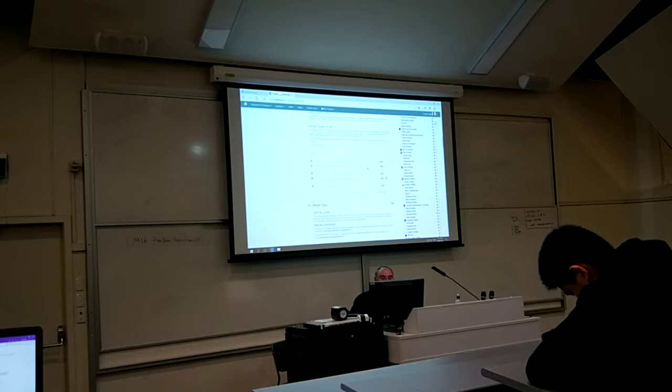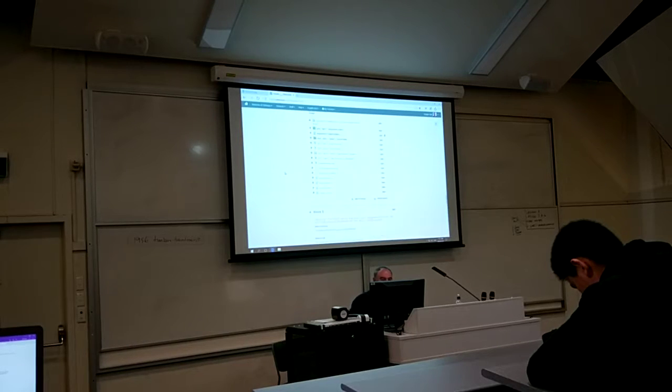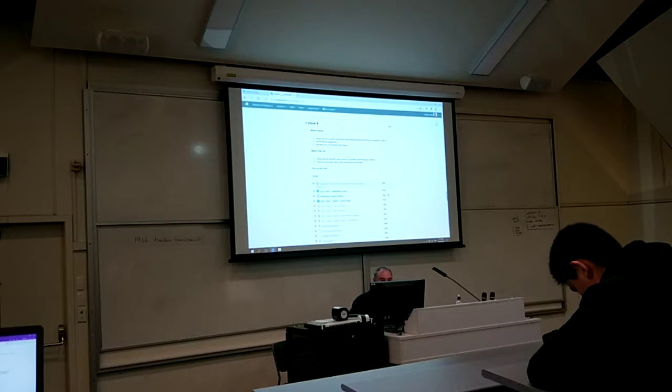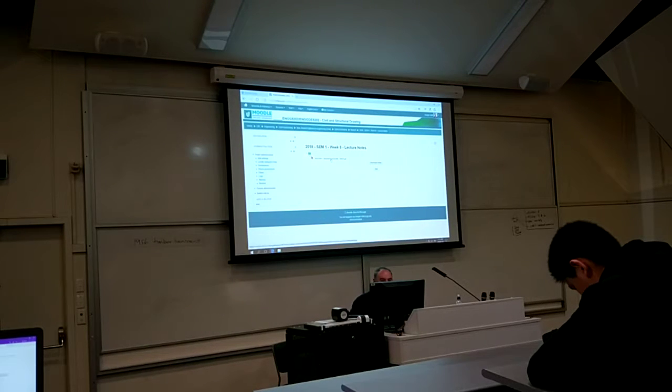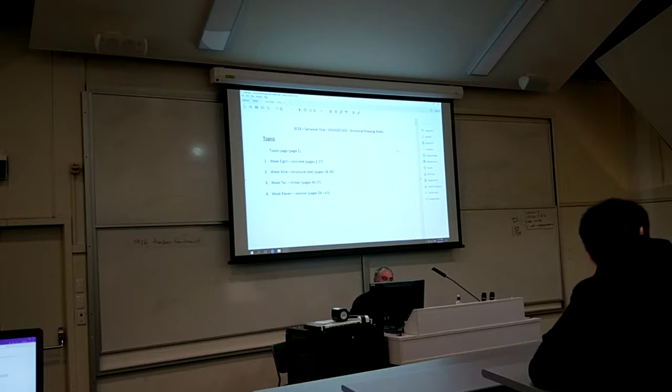And just like the civil notes, there's about 50 something pages of structural notes as well. Which isn't unusual, it's sort of in line with 63 pages away.